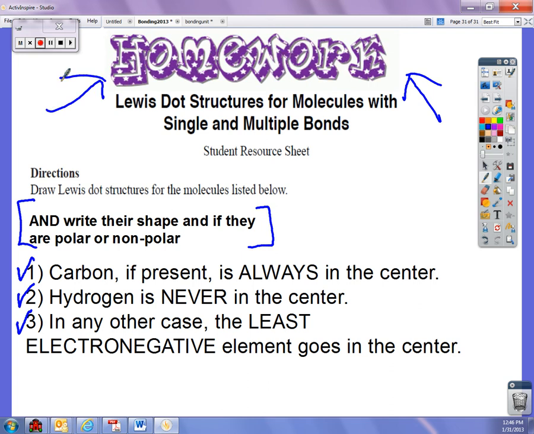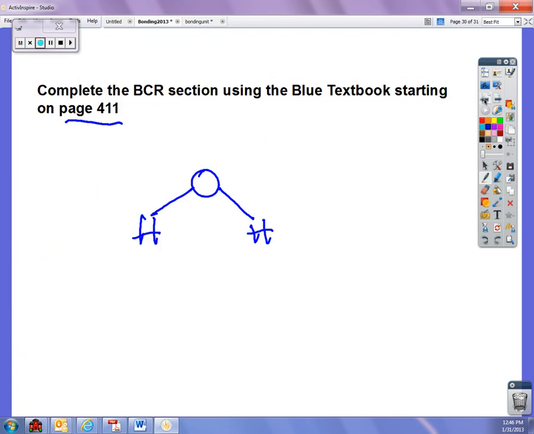Let me go pause the screen here. Please, substitute, for a few minutes. Let them write down what they need to write down. And then go back to the previous screen, which is here. Complete the BCR section.